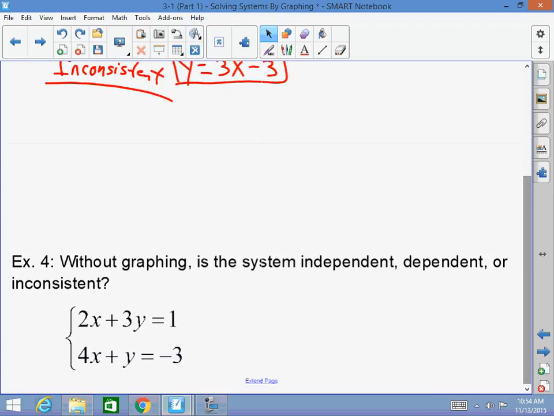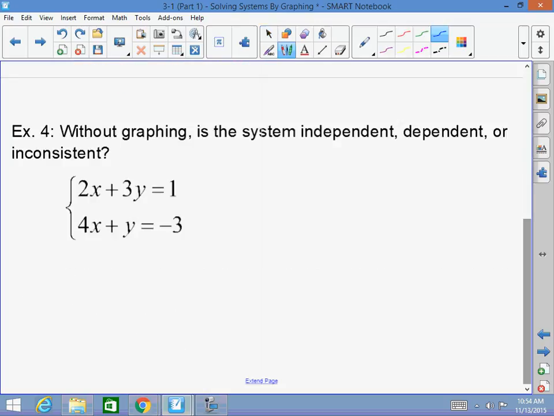Without graphing, is the system independent, dependent, or inconsistent? All right, let's check it out. Let's solve for y. I subtract my 2x and then divide by 3, so y equals negative 2/3 x plus 1/3. It'd be negative 2x, yes, because I have to subtract the 2x and then divide by 3. Over here, this would be y equals negative 4x minus 3.